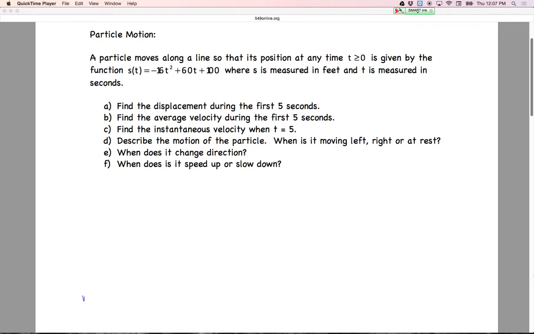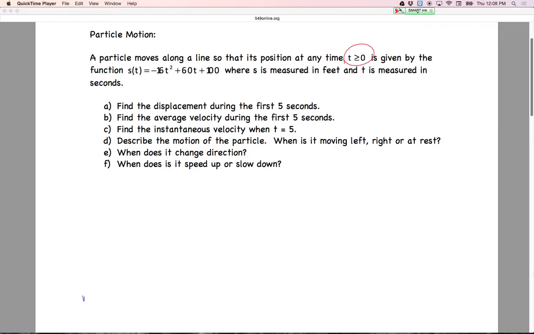A particle moves along a line so that its position at any time t greater than or equal to 0. Pay attention to that. Everybody start writing, because this is it. You've got the problem for the test tomorrow right in front of you. You're crazy if you don't take advantage of this. I'm doing 2 problems like the problem on the test tomorrow. This is going to be the free response. I'll change the equations a little bit, but it's the same.